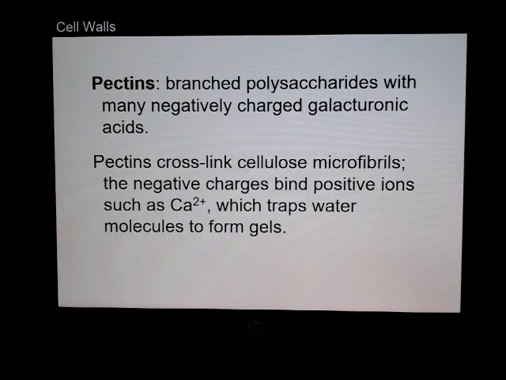Pectins are another important molecule. They are branched polysaccharides, and they have many negatively charged galacturonic acids. They are cross-linked with microfibrils and basically bind positive ions such as calcium, and that traps water molecules to form gels. So gels, as you guys know, are pretty sticky.